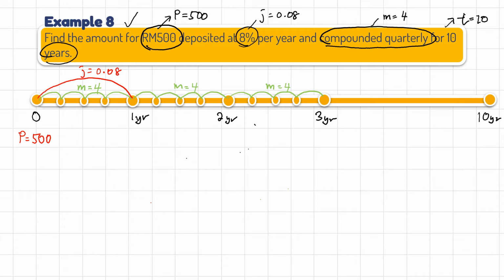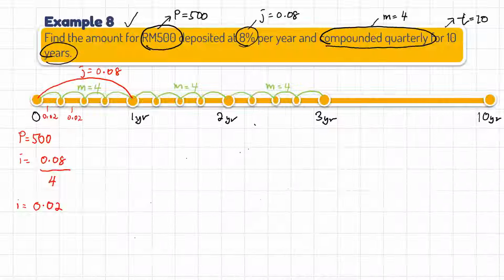Okay. The next information that we have is i, where i is 0.08 over m, which is 4. Therefore, our i will be equal to 0.02. This means that in the first quarter here, we will have 0.02. Second quarter here, we will have 0.02. Third quarter, 0.02, and the fourth quarter, 0.02, for the first year. It will be the same for the second year, third year, fourth, fifth, and so on until the 10th year. Okay?